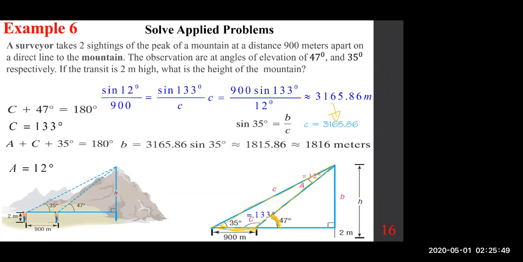Because the transit was 2 meters high, everything is in meters. So you approximate it or not, it's not a big deal. Now, what is the height of the mountain? We need to add 2. And again, it is okay to go to the nearest ones because it is an approximation. Okay, class? It is an approximation, so it's close.